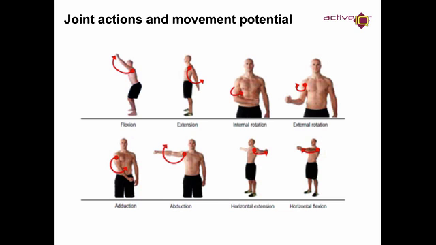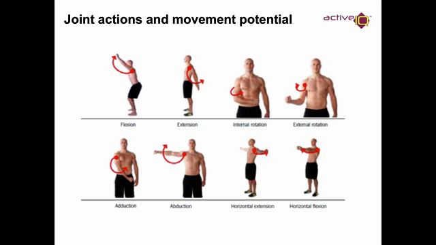External rotation is rotating outwards away from the body. We have adduction and abduction. Adduction is a movement that brings something closer towards the centre of the body. That's adduction. Abduction is the complete opposite. It's the movement away from the centre of the body.